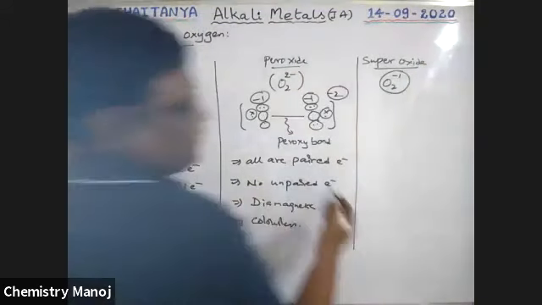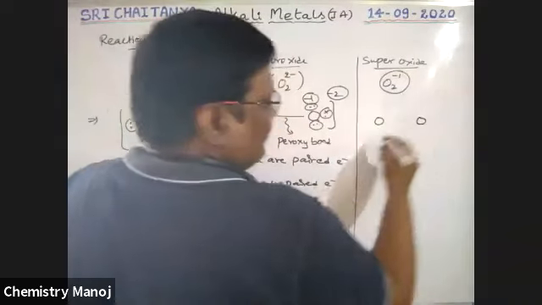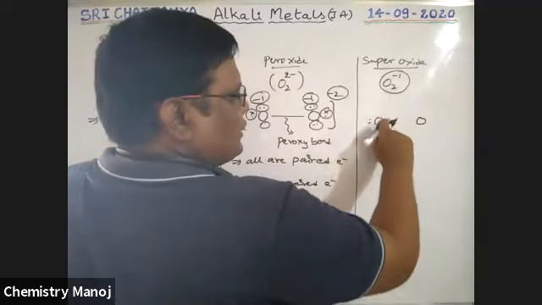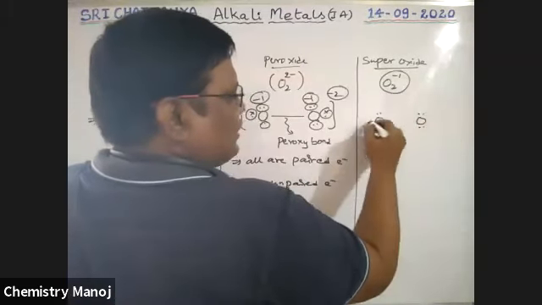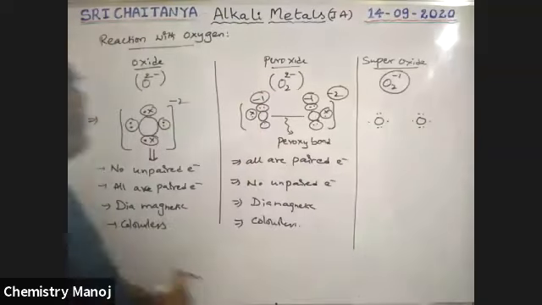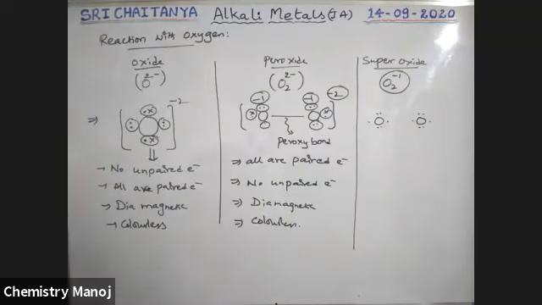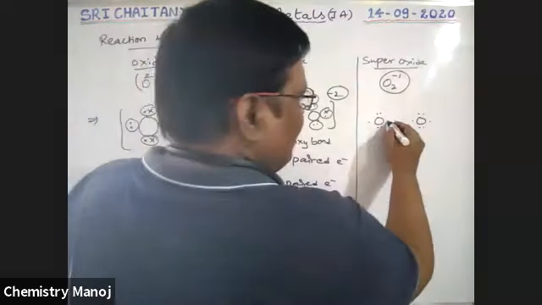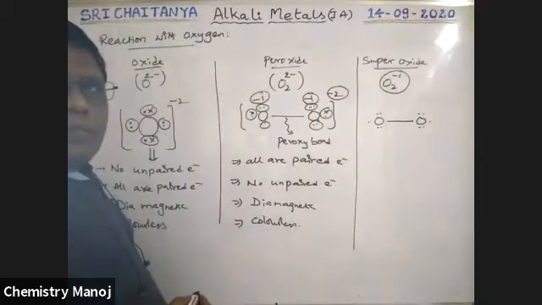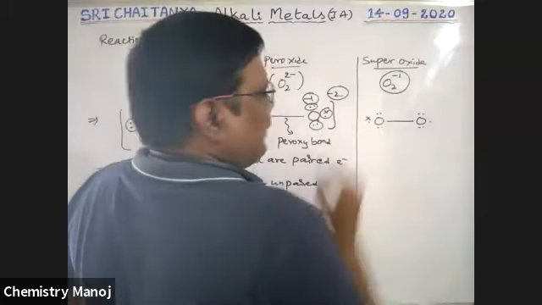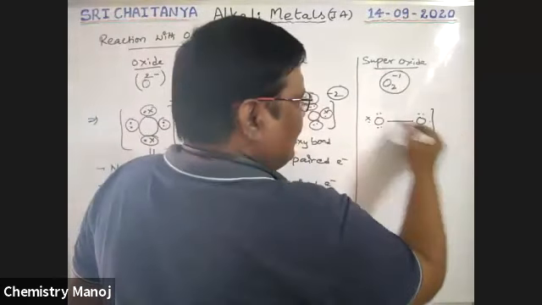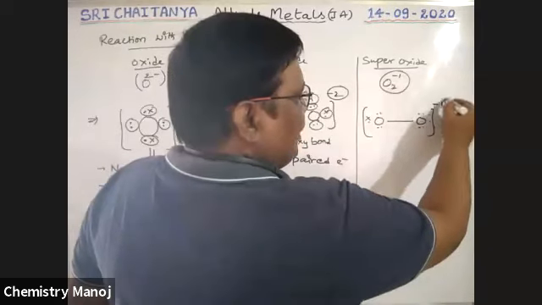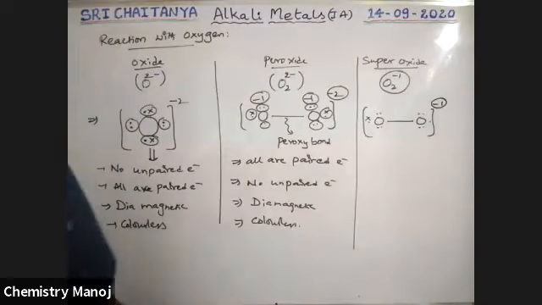Now, superoxides, boys. Here also there are 2 oxygens, each with 2 pairs of electrons and 2 unpaired electrons. It is O2, but minus 1 means only 1 electron is gained. This electron is the only one gained, and you see, boys, it is an unpaired electron. It is O2 minus 1. That is a superoxide, boys.